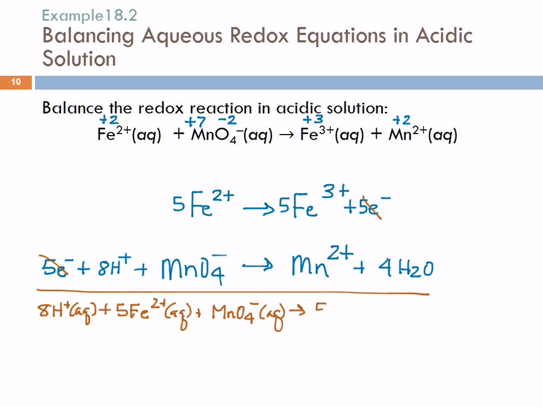And then I've got 5 iron 3 plus ions and a manganese 2 ion and 4 water molecules. And that will have a state of liquid. Then you should go through that and double check and make sure that the charges are the same on each side of the arrow and the numbers of atoms of each kind. Any questions?